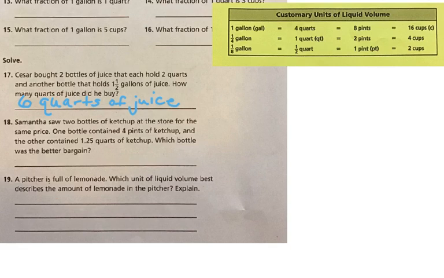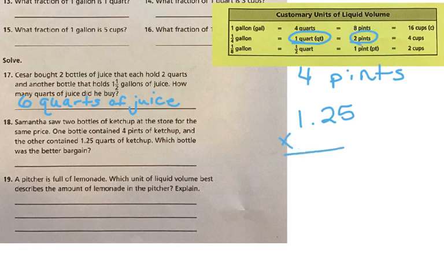So the first one we have 4 pints. And in the next one, we have 1.25 quarts. Well, if we look at our chart here, we know that in every one of those quarts, there's 2 pints. So we're going to take our 1.25 and multiply it by 2. 5 times 2 is 10. Put down your 0 and carry your 1. 2 times 2 is 4, plus 1 is 5, and 2 times 1 is 2.